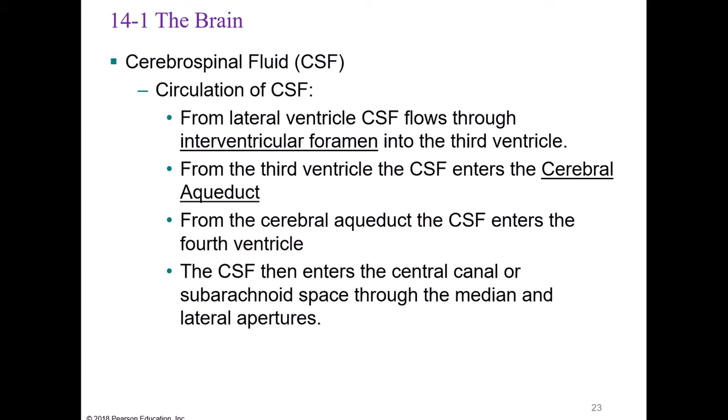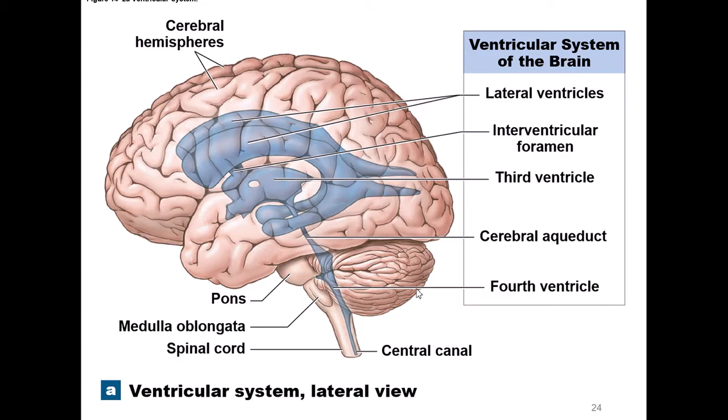Okay, so let's take a look at the circulation of the cerebrospinal fluid. It starts here. We're going to say that the lateral ventricles begin the process. They make the cerebrospinal fluid. From here, the fluid is going to flow through this little foramen right here. If you remember, a foramen is a hole. And from the lateral ventricles, the fluid enters the third ventricle.